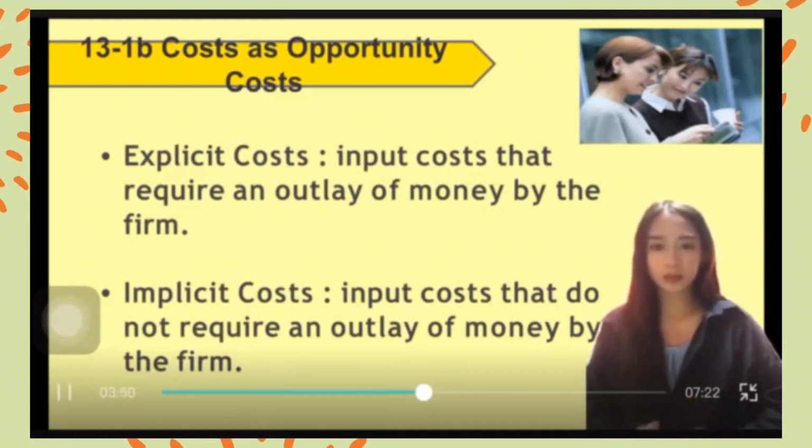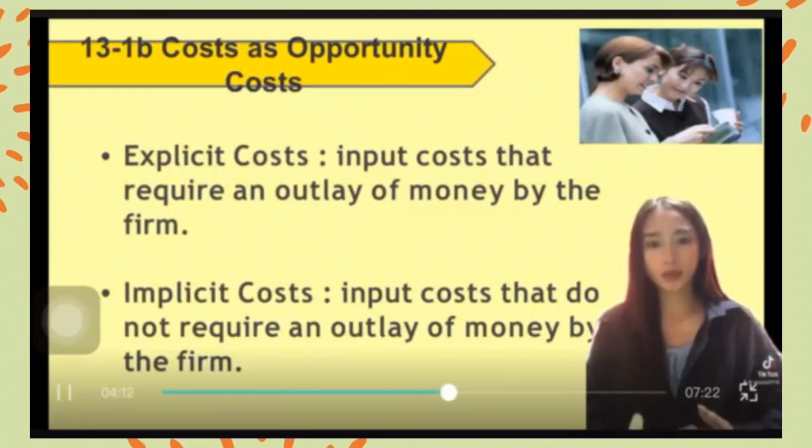Explicit cost is the input cost that requires an outlay of money by the firm. Examples of these are costs involving monetary payment like employee wages, utilities, equipment, and even bartered goods and services are considered explicit costs because they have a specific monetary worth.